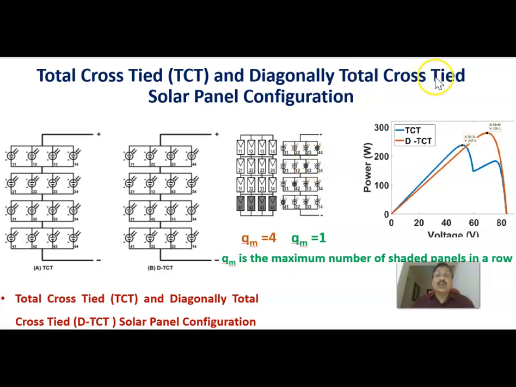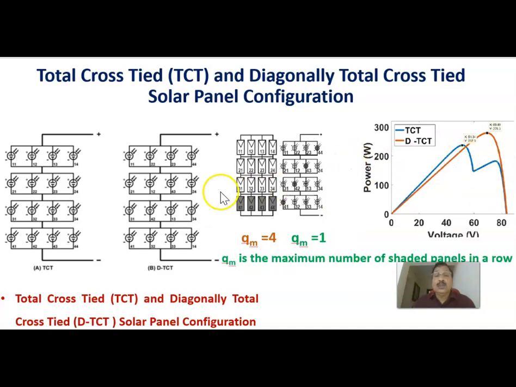Now, if you do the diagonally total cross-tied formation like this one, the shaded pattern is distributed like that. Then if you do the same PV curve, you will get it like this. The second one is the PV curve corresponding to DTCT. Therefore, you can see from this curve, if you are using a DTCT, diagonally total cross-tied solar panel configuration, the maximum power is increased. Even in the partially shaded condition, the maximum power is increased, of course, compared to the total cross-tied connection.